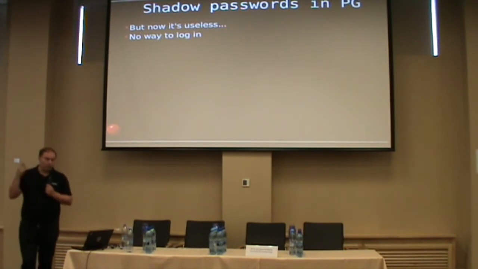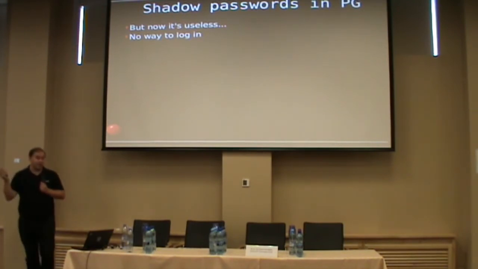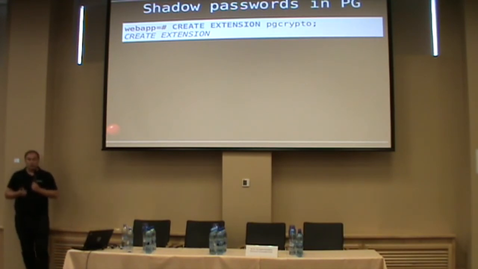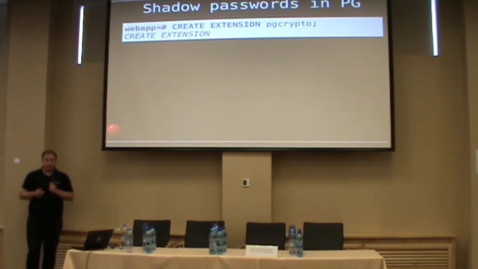So the thing we need to do is to implement this shadow password check inside Postgres. To do that properly, we need an extension. It's an extension that ships with Postgres. It's in the contrib package if you're installing from RPM or something like that. And it's called pgcrypto. So we just say create extension pgcrypto. Pgcrypto has a bunch of different functionality. You can do things like GPG encryption, stuff like that.